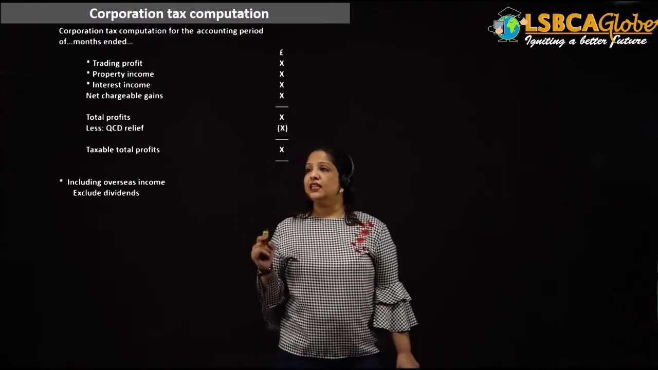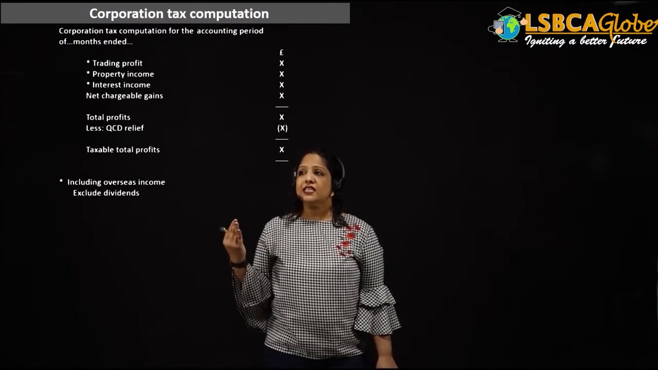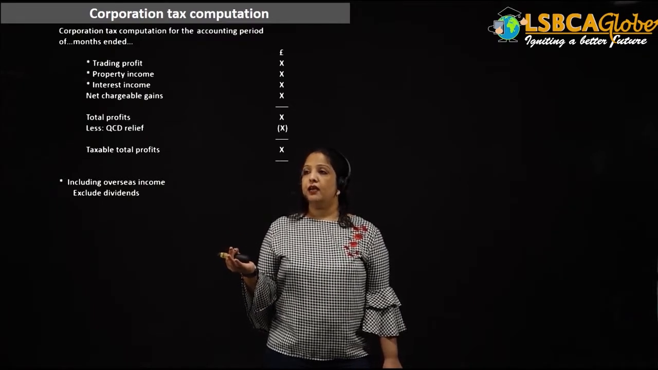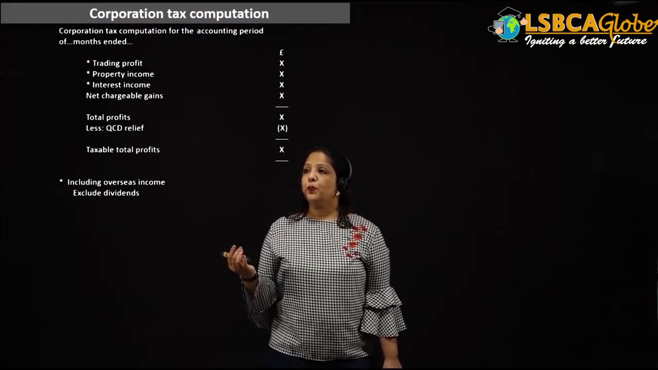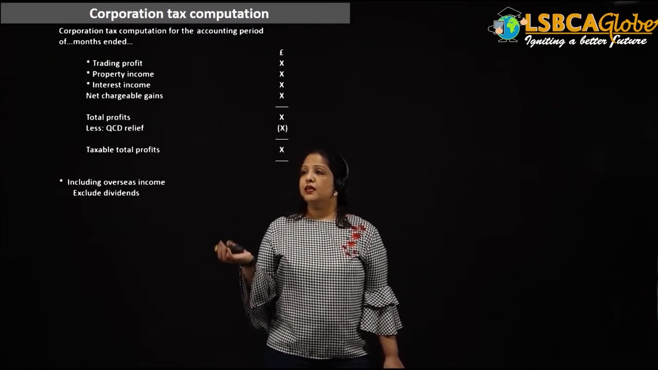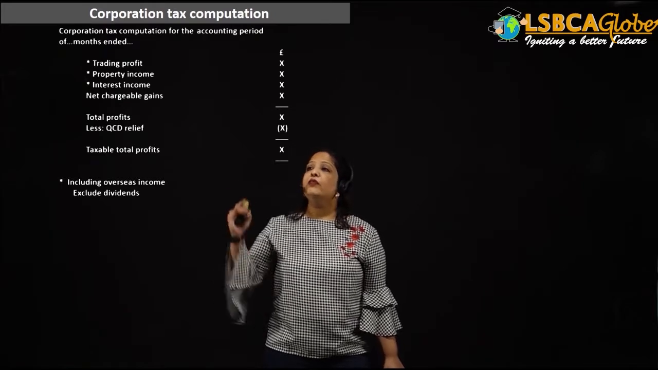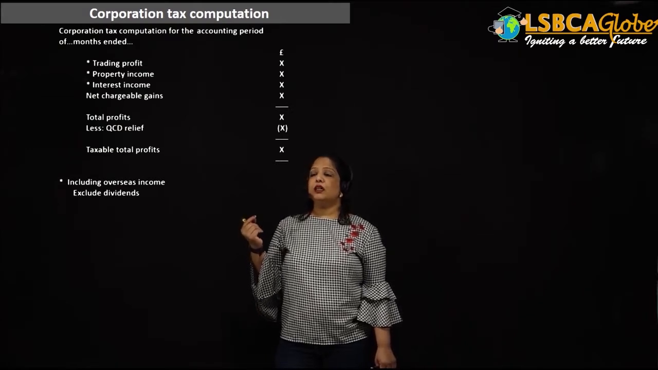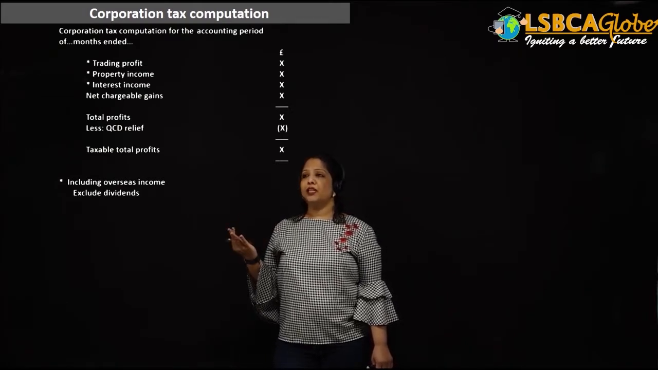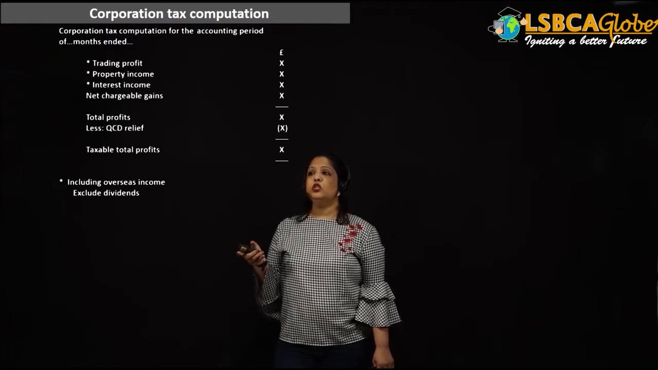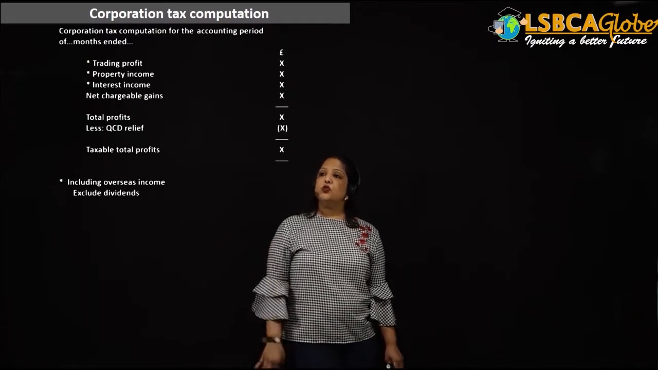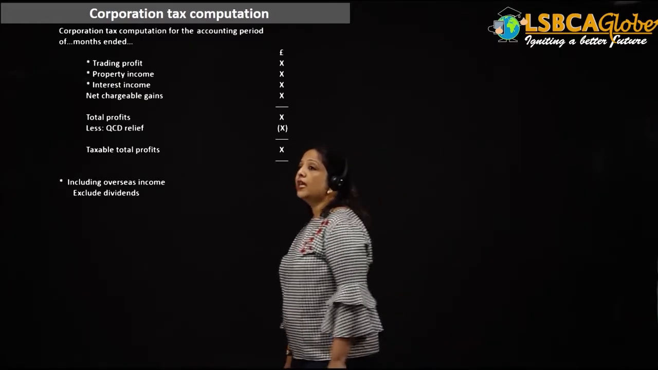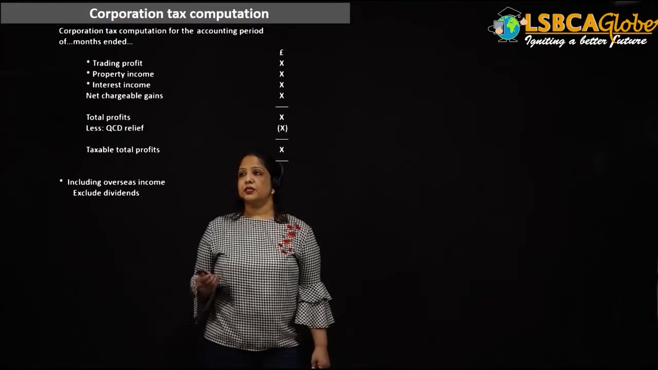We discussed it in the earlier class: what types of incomes there are in the case of a company. It's trading income, interest income, property income, chargeable gains, and miscellaneous income. When we add it all, we get the total profits. When we deduct the qualifying charitable donations from that, we get the taxable total profits. Once we get the taxable total profits, we calculate the CT liability, which is at the rate of 19%.